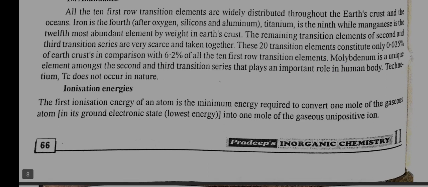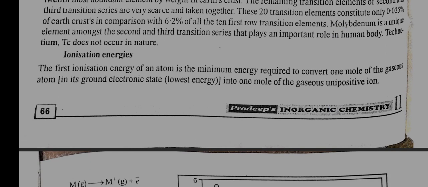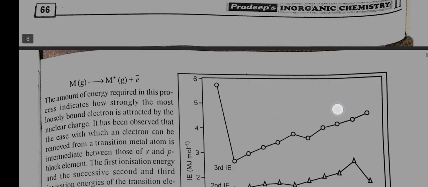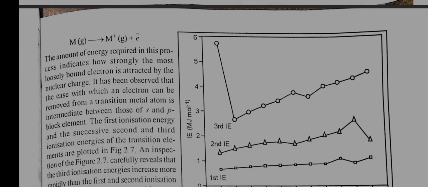Ionization energies. The first ionization energy of an atom is the minimum energy required to convert 1 mole of the gaseous atom into 1 mole of the gaseous unipositive ion. The amount of energy required in this process indicates how strongly the most loosely bound electron is attracted by the nuclear charge. It has been observed that the ease with which an electron can be removed from a transition metal atom is intermediate between those of s and p block elements.